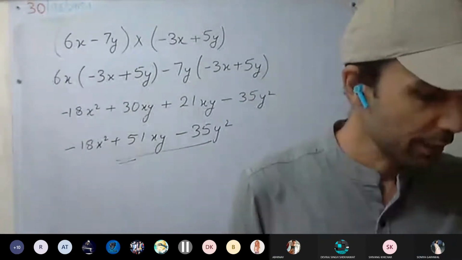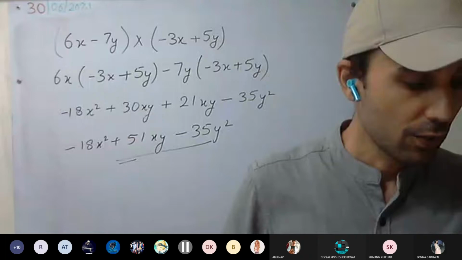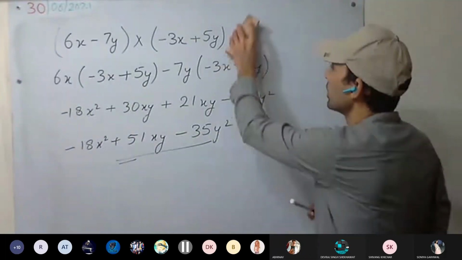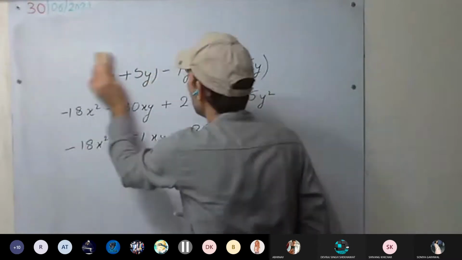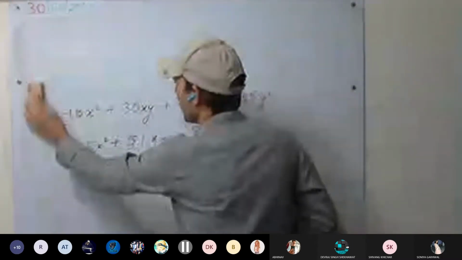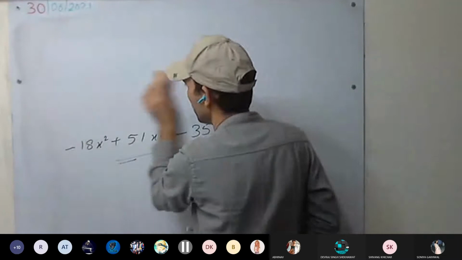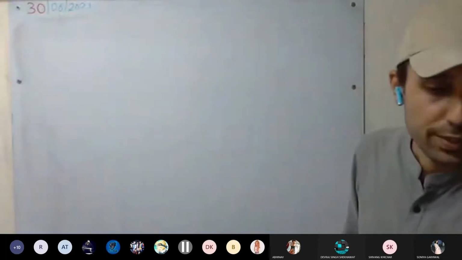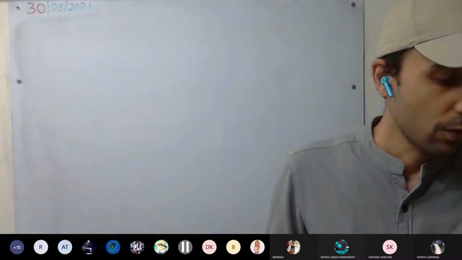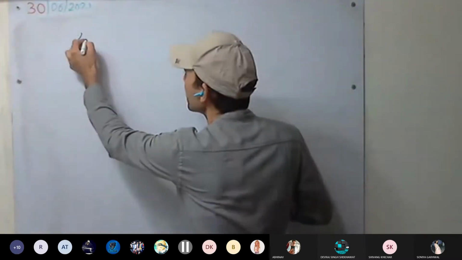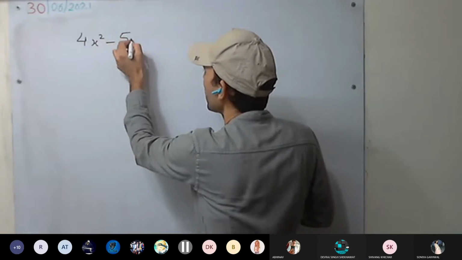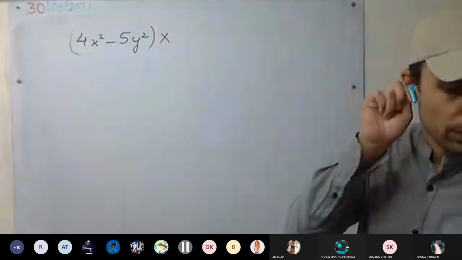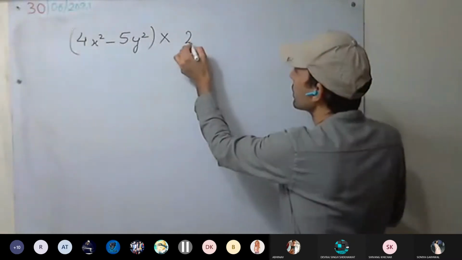Okay, do the fifth one. Fifth one is important as well. Little bit tricky as well. Everyone do the fifth one in your notebook. 4x square minus 5y square into 2xy plus 3.